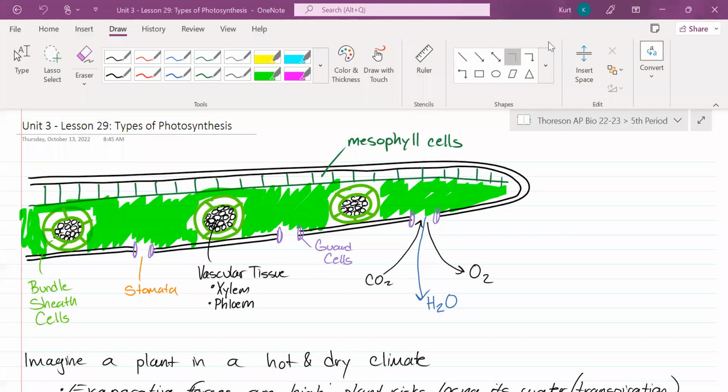Okay, this is Unit 3, Lesson 29. It's pretty much the final lesson of photosynthesis, and it discusses different types of photosynthesis. We started this lesson yesterday, and I'm going to go over it before we continue it.